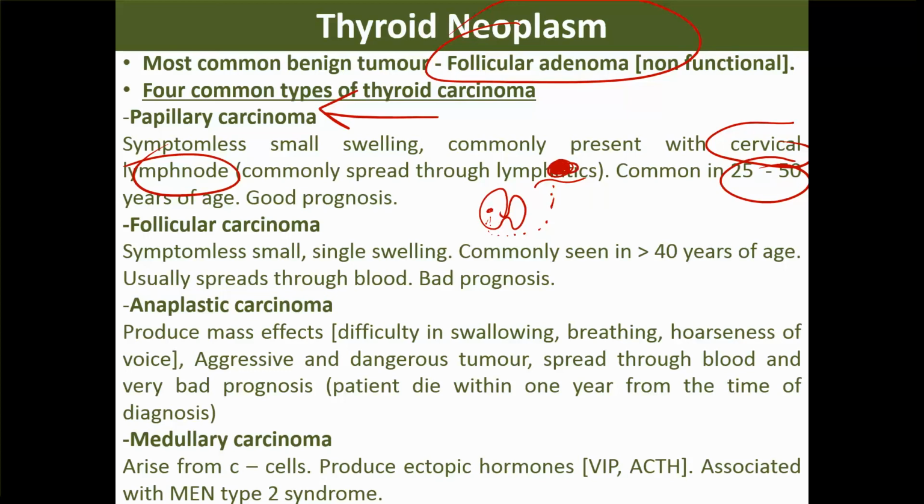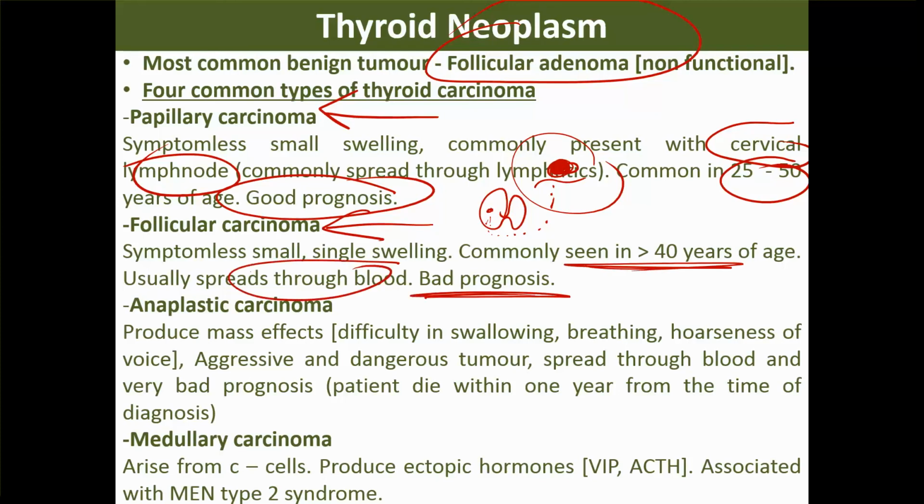The patient will come with a neck node swelling, or cervical or supraclavicular node swelling, or a nodal swelling anywhere. And if you do the FNAC or the biopsy, you will see a tumor full of papillary structures, and it is a papillary carcinoma of thyroid, but it has a very good prognosis. Now coming to follicular carcinoma of thyroid, it comes above 40 years of age, but it spreads through the blood, and it is a bad prognostic tumor.